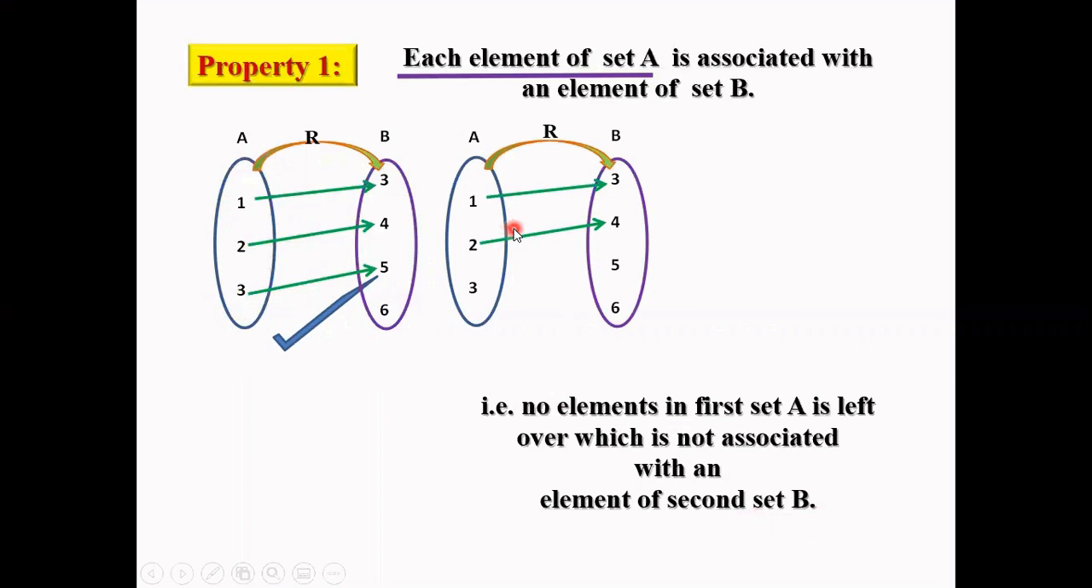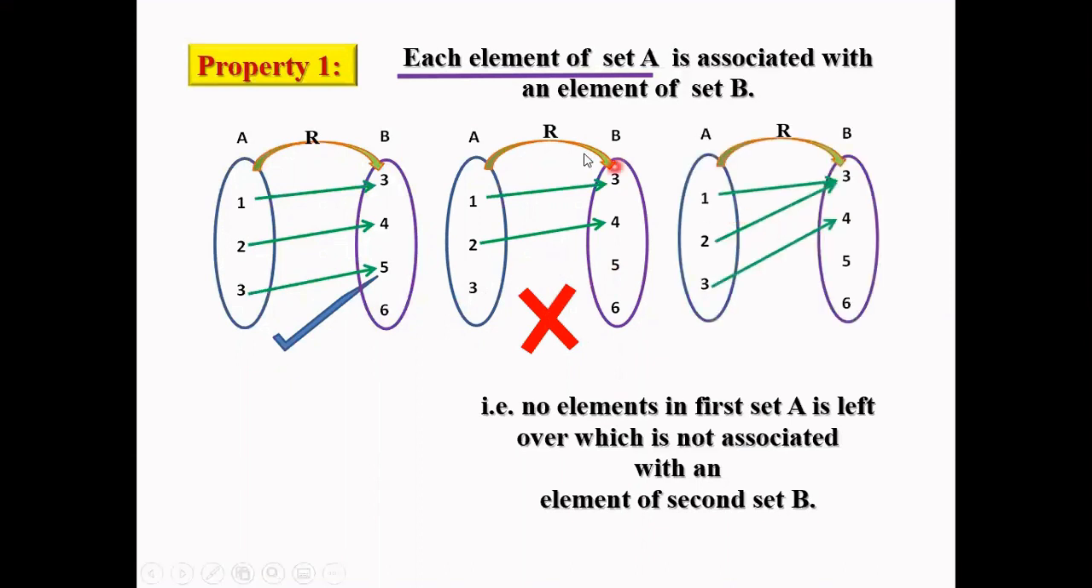In another relation R, in another example, this element 3 of set A has no second component in set B. 3 is not associated with any of the elements in set B. So the first property is not satisfied by this relation R. Third example, each element of set A, that is 1, 2, and 3, is associated with elements in set B, 1 with 3, 2 with 3, and 3 with 4. So property 1 is satisfied.